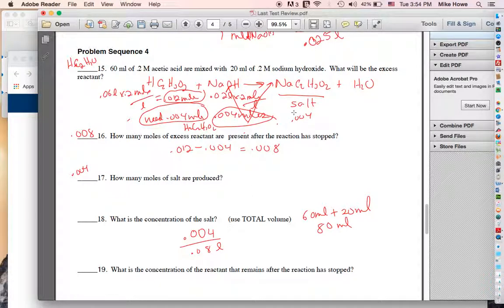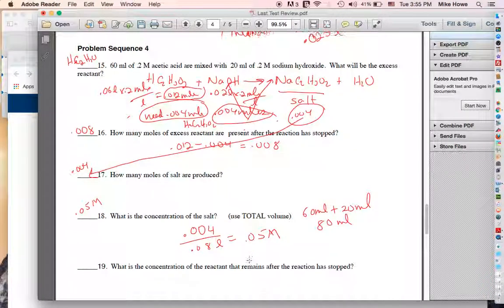Okay, now I'm back up just a minute. So we know that since 0.004 was limiting, that we will have, in a 1-to-1 ratio, 0.004 moles of salt produced. So that number there, moles of salt produced, was that answer right there. After we find the moles of salt, and we want to find its concentration, we need to divide the moles by the total volume in the solution. So it would be 0.004 divided by 0.08. And that's equal to 0.05. So that is the concentration of the salt, 0.05 molar.